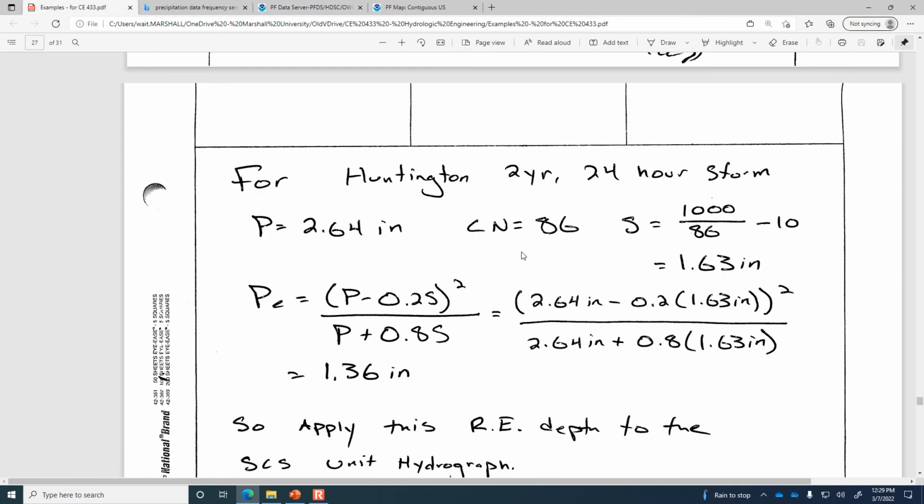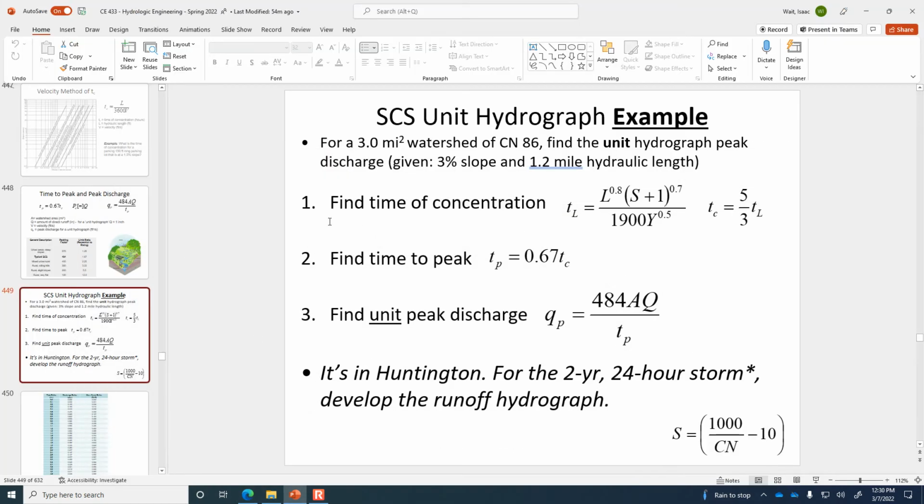Okay, so did you get 1.36 inches? All right. So there's a storm of 2.64 inches. What's going to come out of the watershed is 1.36 inches. Now what we want to know is how does that translate to the flow rate versus time? So the actual hydrograph is what we're going to try and generate. Are there any questions so far, by the way?